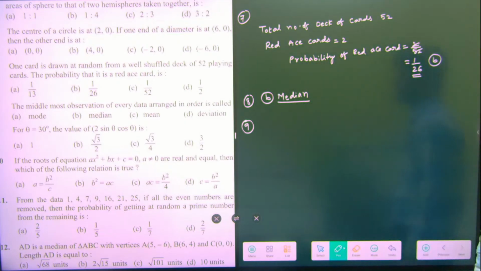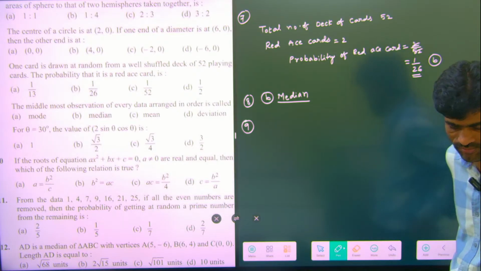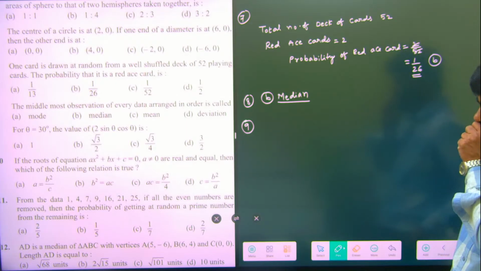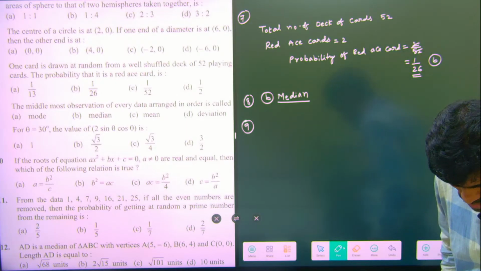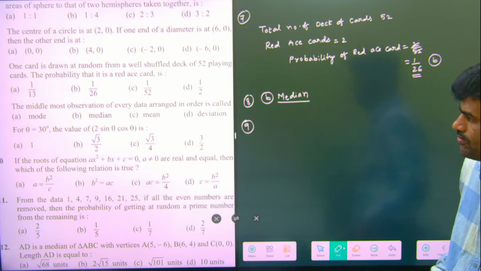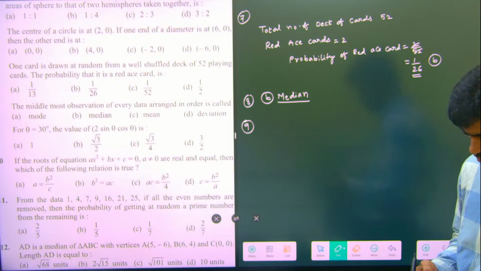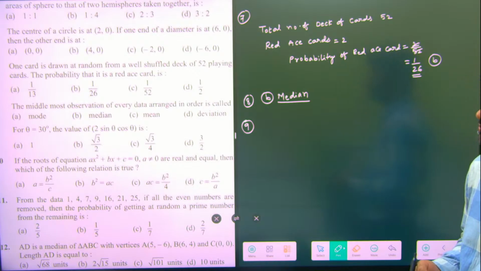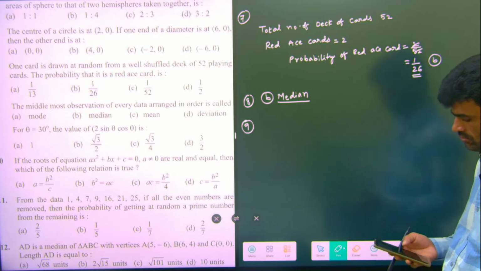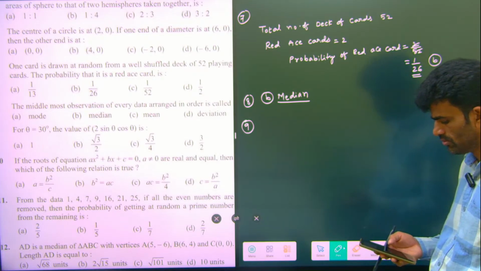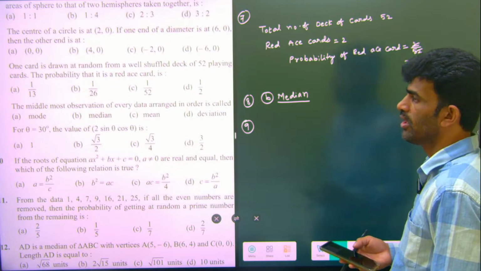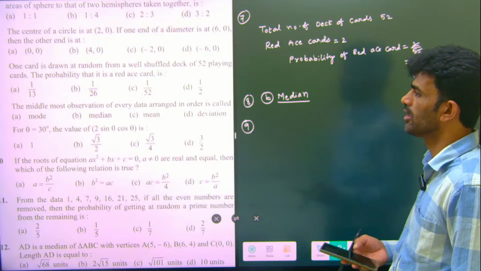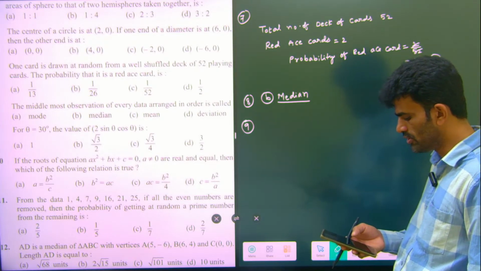They have given already angle theta is equal to 30 degrees. You have to find the value of 2 sine theta cos theta. Can you find what is 2 sine theta cos theta value? Not very difficult, simple only this one. Once you get the answer, type the answer. Then I'll come to know how many of you are able to do this.